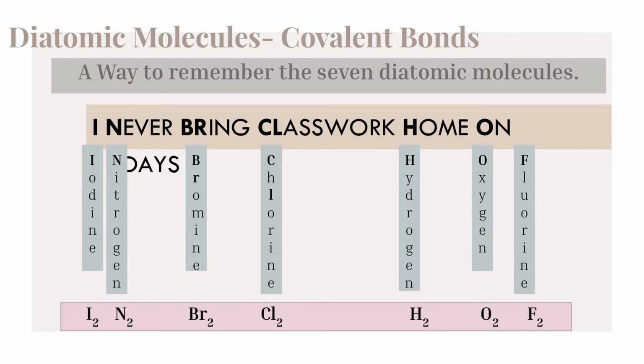So here's a way to remember which ones are diatomic molecules. I never bring classwork home on Fridays. So iodine, nitrogen, bromine, chlorine, hydrogen, oxygen, and fluorine.